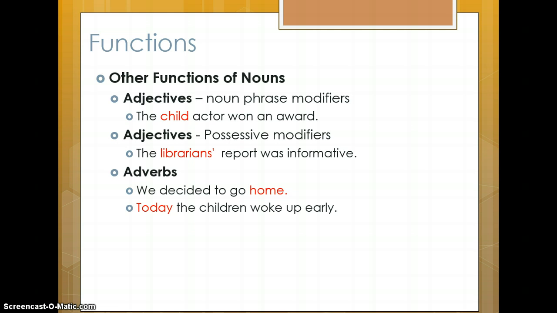Finally, they can act as adverbs. Nouns can function as adverbs. So we decided to go home. Home, very clearly, is a person, place, or thing. It's a noun. In this sentence, it's functioning as an adverb. It is modifying the verb go, telling us where you're going. Final sentence. Today the children woke up early. Today is functioning as an adverb. It's modifying woke up. It's telling us when they woke up early. They woke up early today.